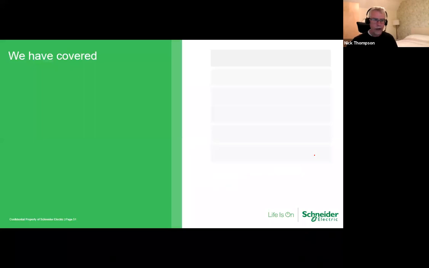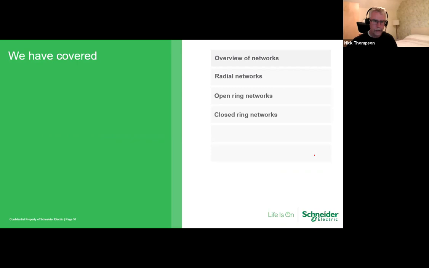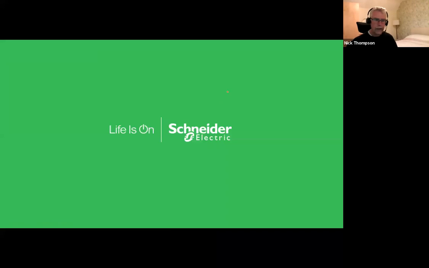Okay, so what have we covered? Well, we looked at basically what a network is. Then we started to look at the various different ones. So I've got the three common ones there: radial, open, and closed. Then I walked you through some real life examples, for want of a better word, and then I've just finished on generator connections and the UK requirements. The UK requirements by and large are going to be identical to the European requirements as well. Okay, so that's the formal end of the presentation. It's taken just under an hour to run.